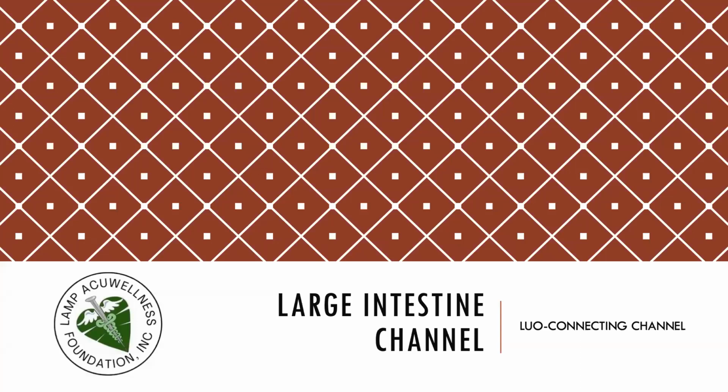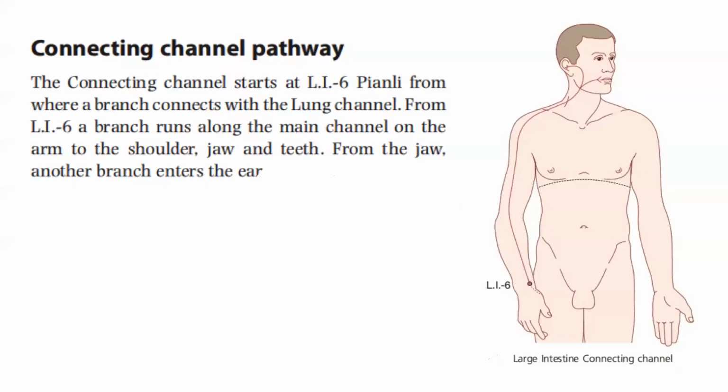Now let's talk about the Luo-Connecting channel of the large intestine. The connecting channel starts at LI6, from where a branch connects with the lung channel. From LI6, a branch runs along the main channel on the arm to the shoulder, jaw, and teeth. From the jaw, another branch enters the ear.